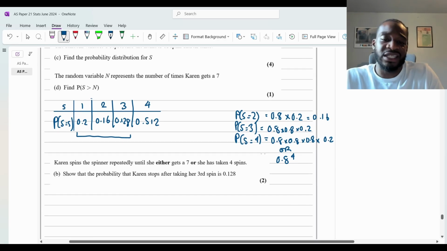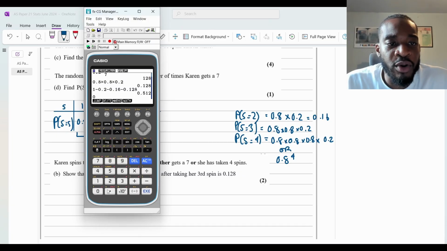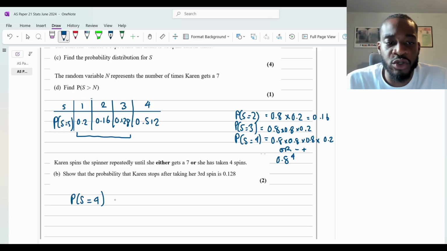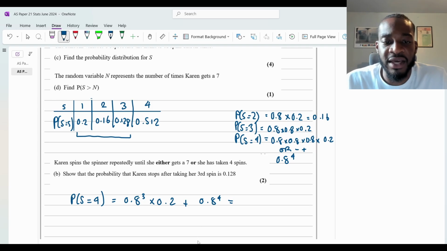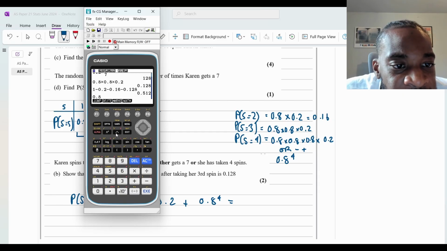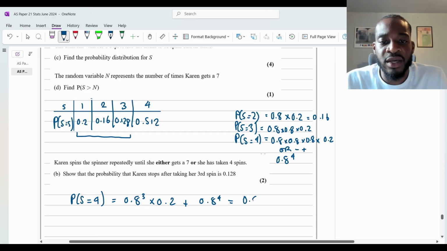And what you can do is let's just try it and see if we get the same thing. So let's put it into our calculator. Remember, or is a plus, by the way. We know that or means plus. So the probability of S equaling 4, which we know is 0.512, should be the same as 0.8 cubed times 0.2 plus 0.8 to the power of 4. Let's see if that's the same thing. So 0.8 cubed, where's the power on this thingy here? You just press that? Okay. And then times 0.2 plus 0.8 to the power of 4, the exact same thing. So that's how you know it works, right?